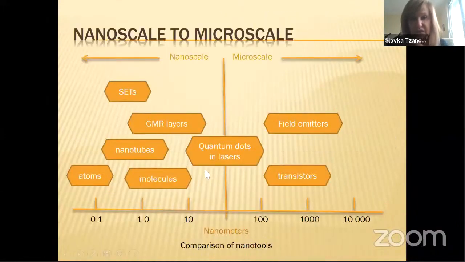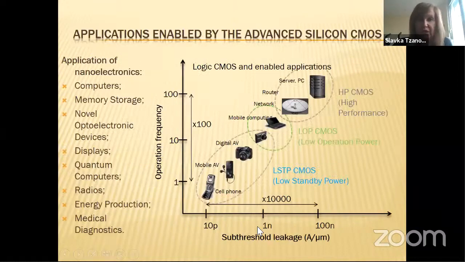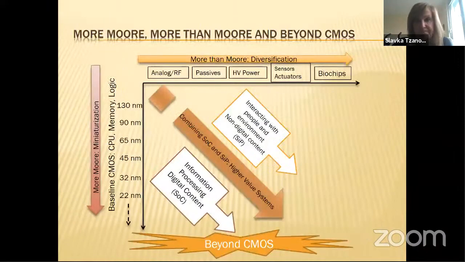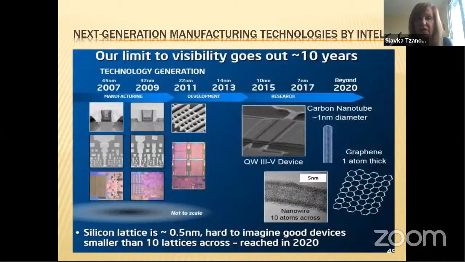Nanoscale to microscale, what we have in nanometers. Nanotools, it's okay. To continue with the future in ambient intelligence. We call it not artificial, ambient intelligence. These devices that are sensitive and responsive to our presence, etc. More and more, the next expectations.